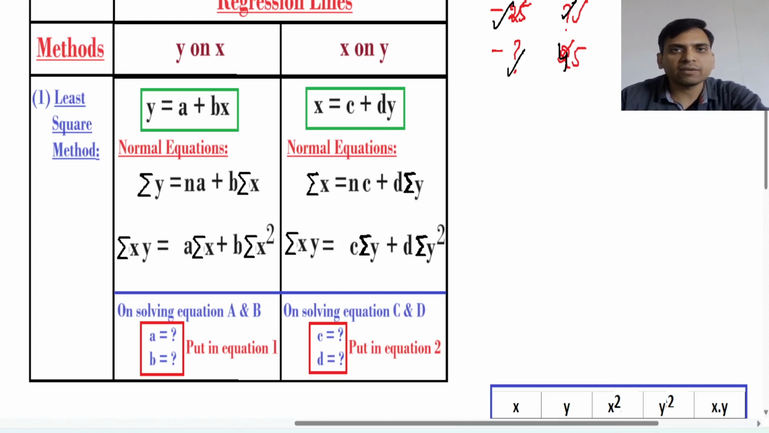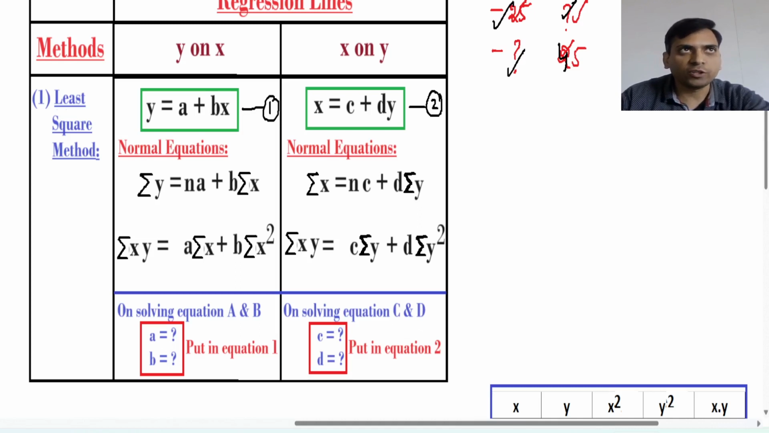So firstly we will consider the equation y is equal to a plus bx as equation number 1, and the second equation x is equal to c plus dy we will consider as equation number 2. To find these two constants a and b, and c and d, you need at least two equations.